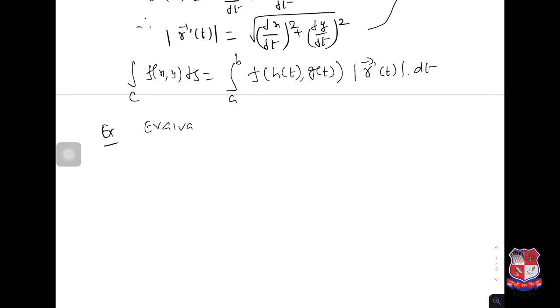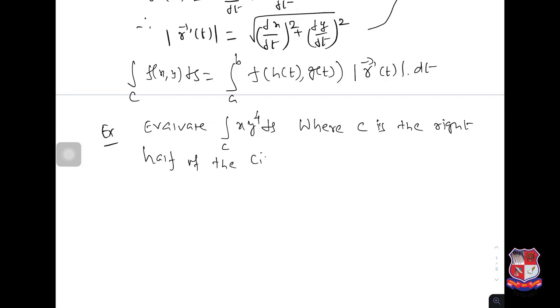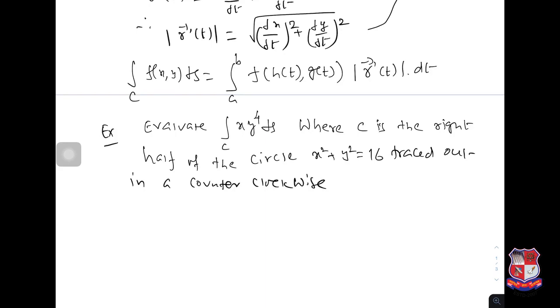Evaluate the integration along C of x y^4 ds, where C is the right half of the circle x^2 plus y^2 equal to 16 traced out in a counterclockwise, that means anti-clockwise, direction.